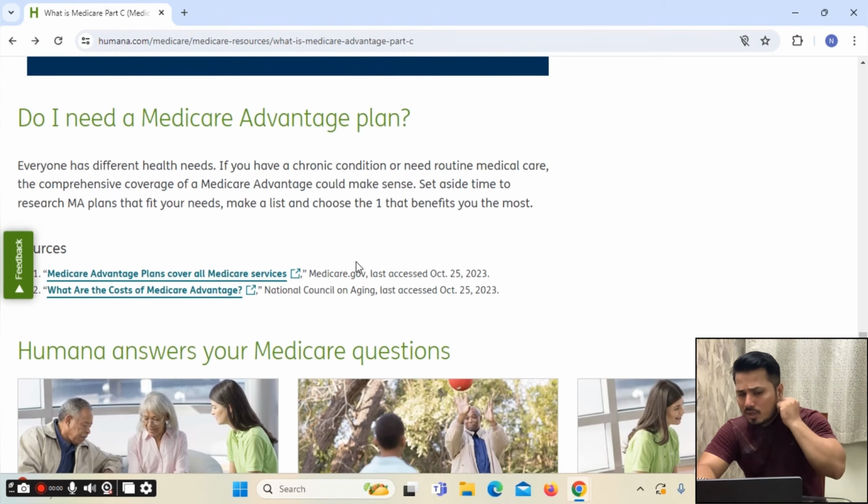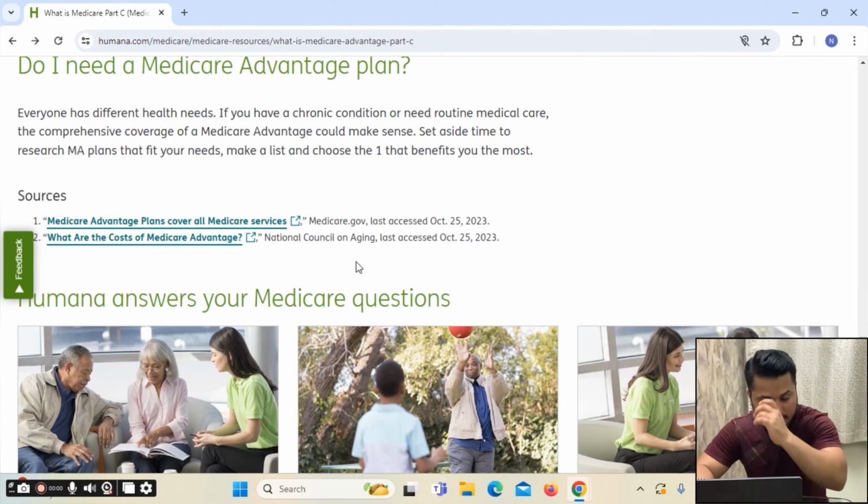All right. Now, do I need a Medicare Advantage plan? That is the question. If you have this question, then let's get the answer. Everyone has different health needs. If you have a chronic condition or need routine medical care, the comprehensive coverage of a Medicare Advantage plan could make sense. Set aside time to research MA plans that fit your needs, guys. Make a list and choose the one that benefits you the most.